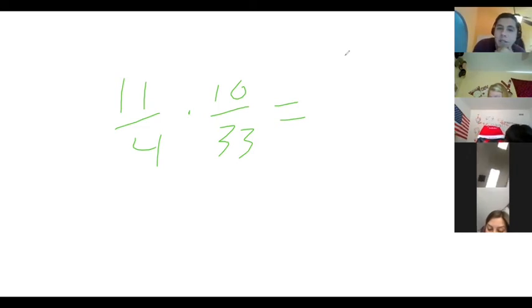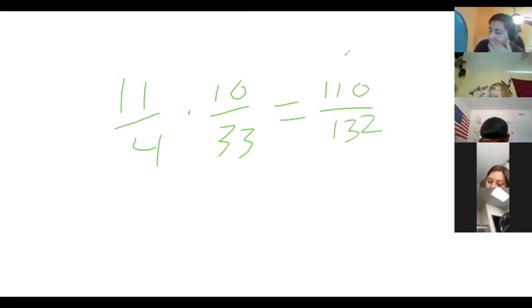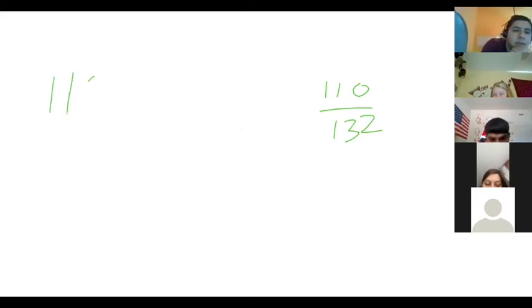Factor down, right? So 11 times 10 would give us 110, and then 4 times 33, which is 132. So we have 110 and 132, right? Let's try to simplify that.